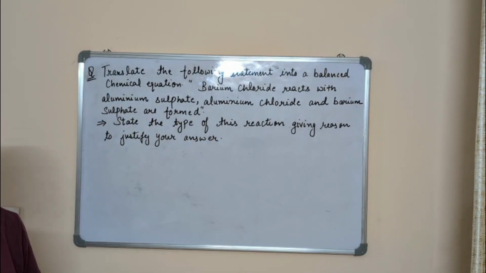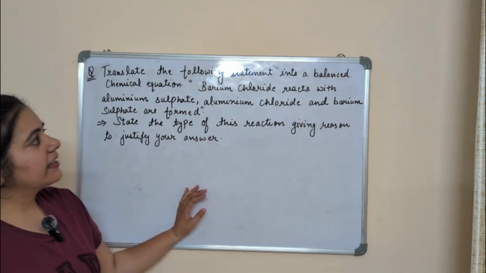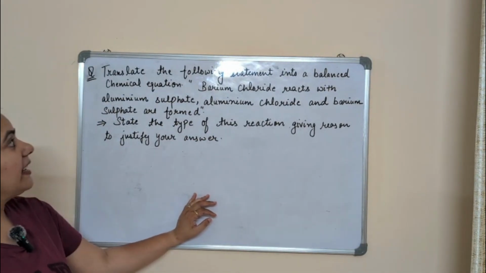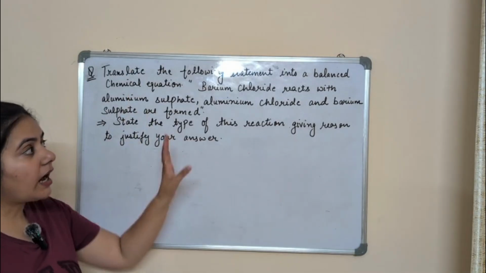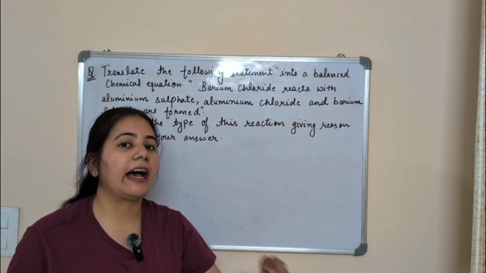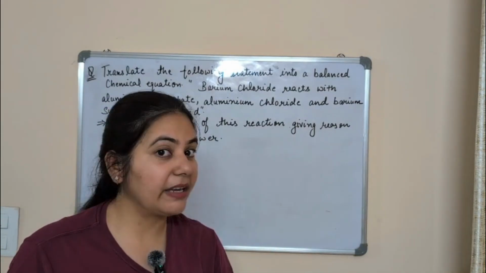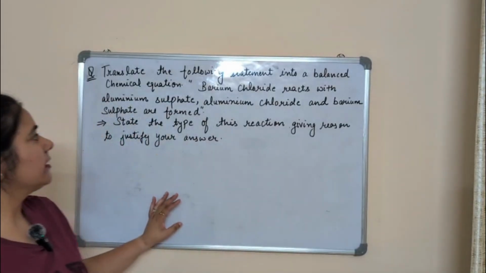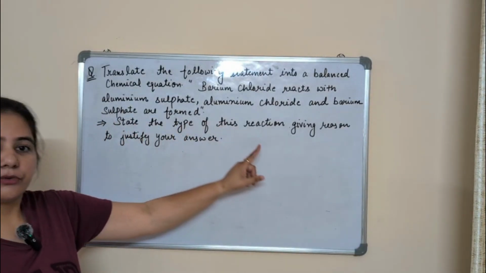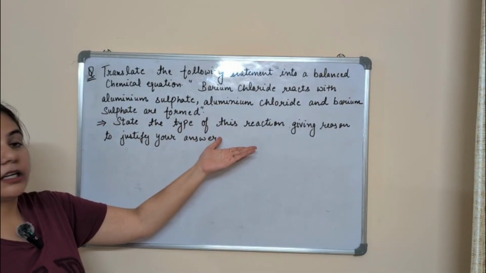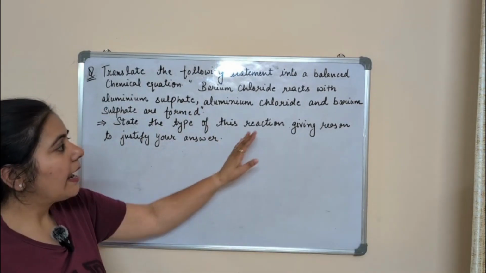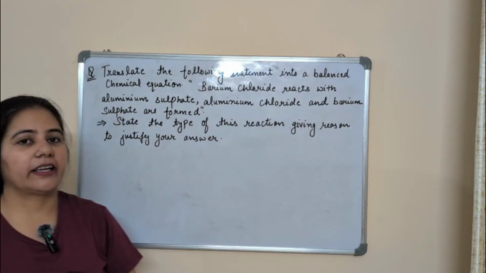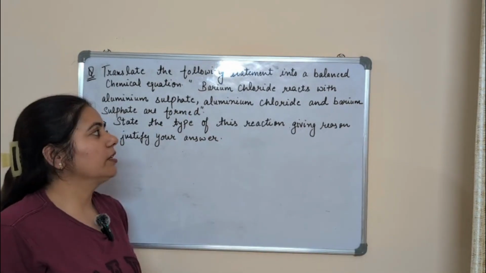So here is the question. Translate the following statement into a balanced chemical equation. We are provided with a statement and we have to convert it into a chemical reaction. Not only this, we have to state the type of this reaction and give a reason to justify our answer. So this is the question.